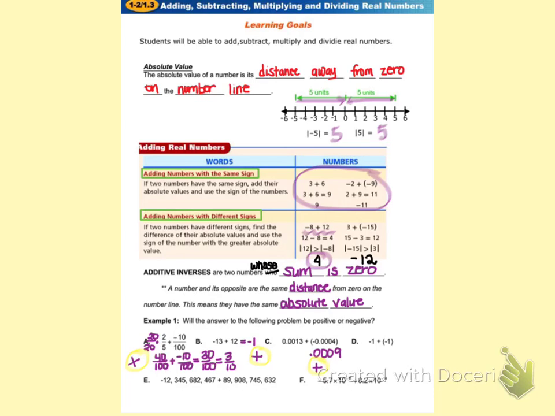On example D, -1 plus -1, well, of course that adds up to -2, and so clearly that is a negative answer, and they wanted to know negative or positive, and you can actually write the word, or you can put a symbol for negative or positive.